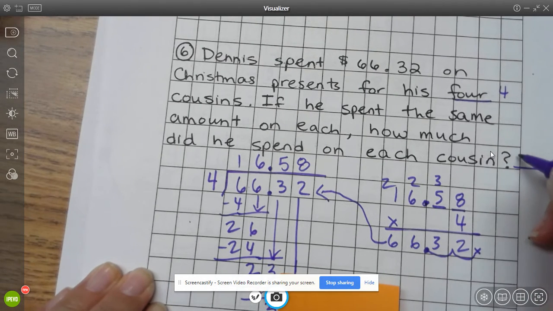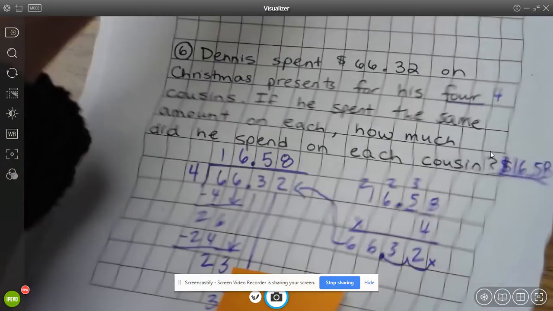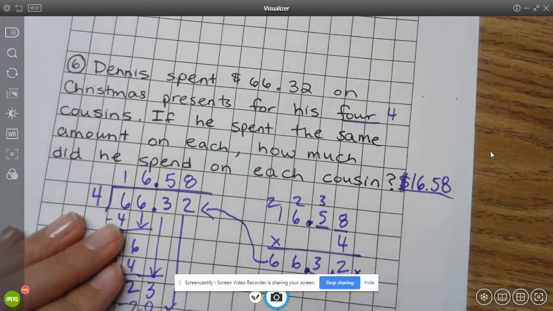Okay, so how much is he going to spend on each cousin? I need to answer the question. I need to put a dollar sign because we're talking money. $16.58 on each cousin. All right.